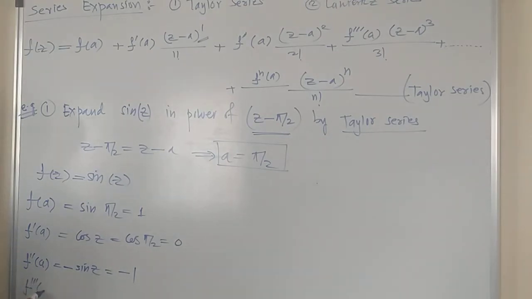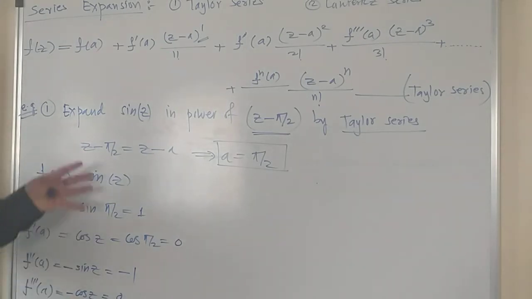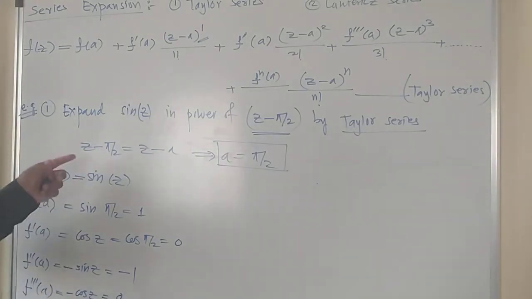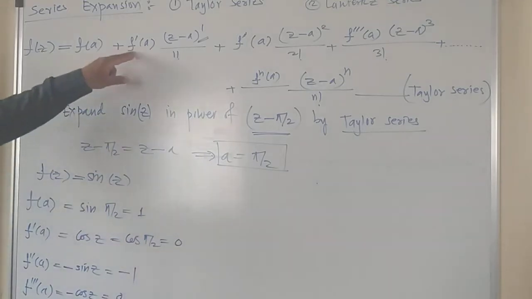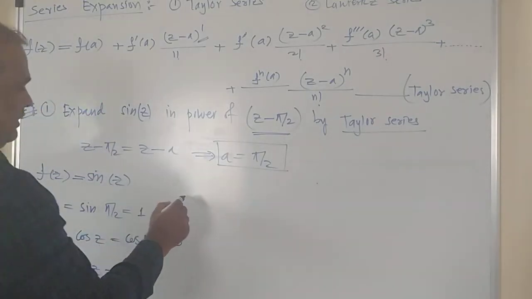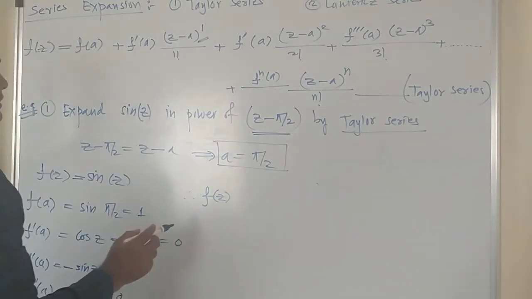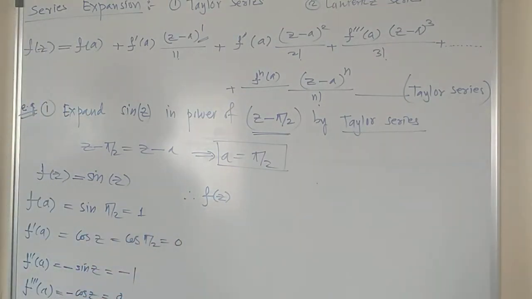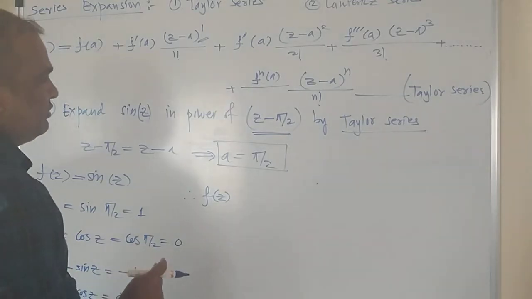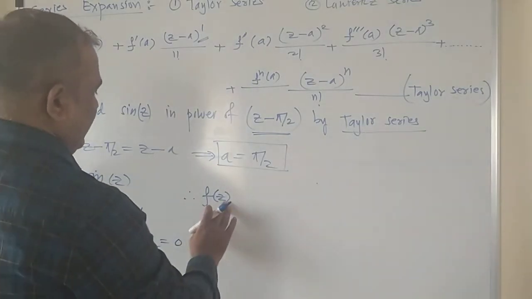f triple dash of a is equal to the differentiation of f double dash, which is cos. This will be minus cos z, and cos z is equal to 0. So this is 0. So you got these various values, right? Now put these values into the series expansion. Therefore f of z, and you are asked to expand the series around z equals pi by 2, right?